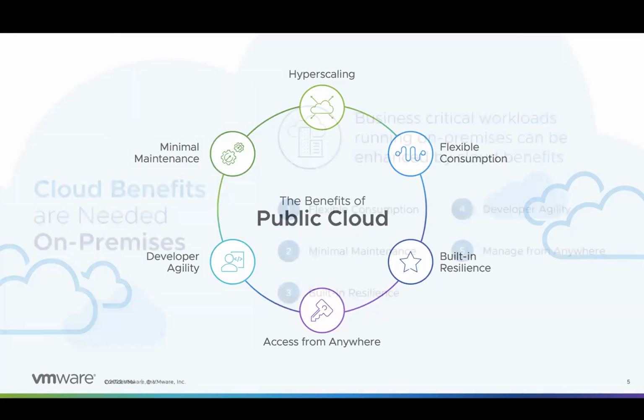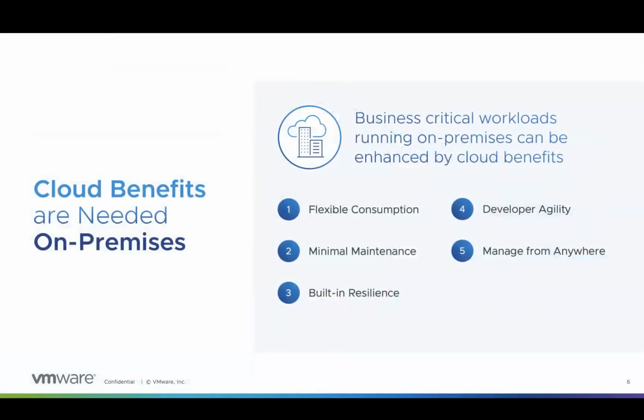And what we as VMware wanted to do is that we strongly feel that these cloud benefits are needed on-prem, which means that your business critical workloads which are running on-prem can be enhanced by these cloud benefits. So with the suite of software that we want to provide, we wanted to ensure that our customers get a flexible consumption model, minimal maintenance overhead, and built-in resilience, giving the developers in a customer organization the agility to build the software how they prefer.